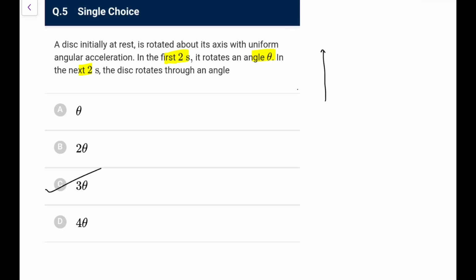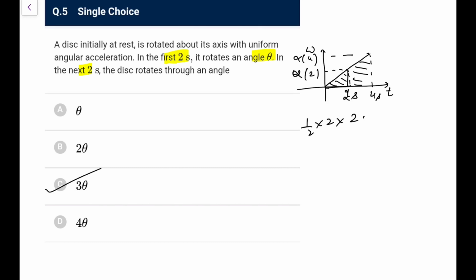Let me show you again. Because the angular speed is increasing uniformly from rest, it will go like this. So let's say in the first 2 seconds, if this is the area of the triangle, in the next 2 seconds we can directly say this would be the area of the trapezium. Let's say this would be omega, alpha into 2. This would be alpha into 4, because alpha is constant. So this area you can make it out as half into 2 alpha, and that is equal to theta.